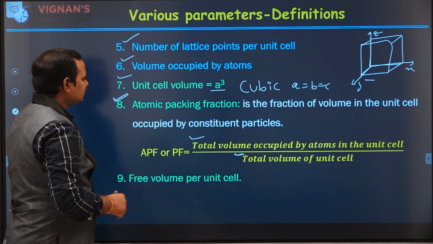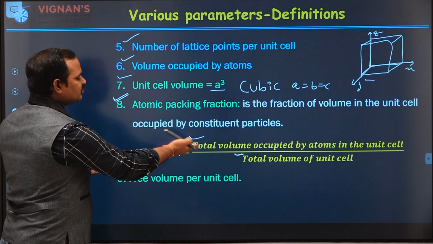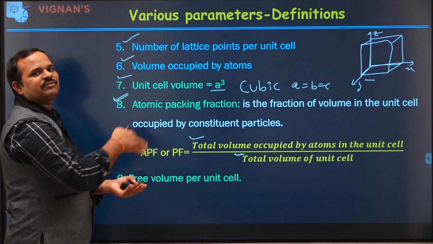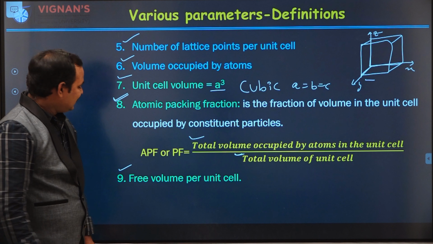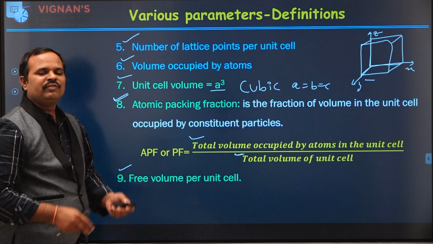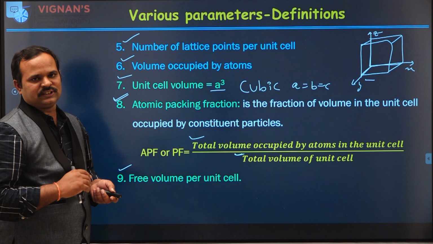And the final one: once we know how much volume is occupied by the atoms in the unit cell, we can find how much free volume there is in the unit cell. These are the parameters we find out for simple cubic, body-centered and face-centered lattices.